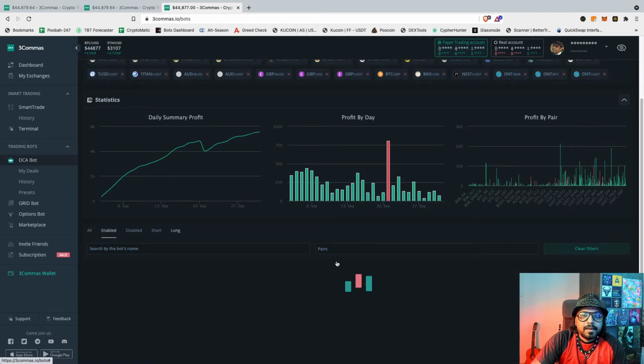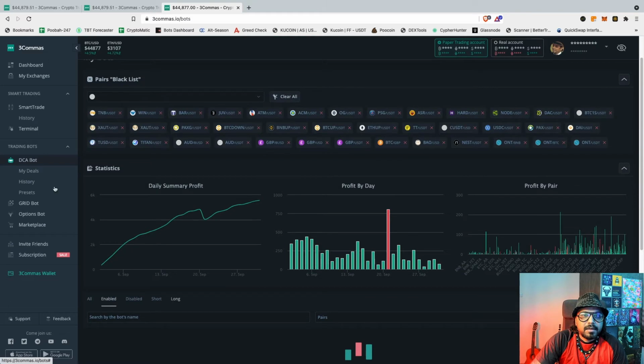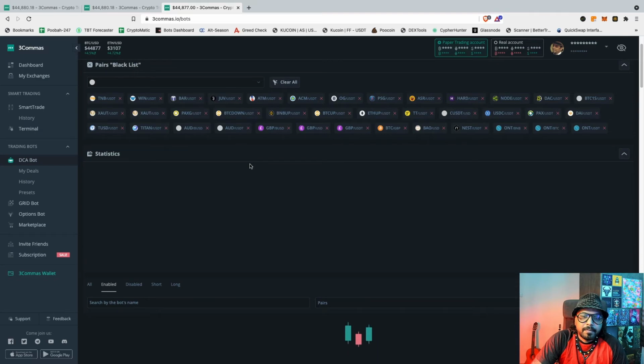So going back to the bots. While this is loading, let me tell you another thing. Always make sure you blacklist all these up and down tokens, all the stable coins, currency tokens, so that you don't have to remove them every time from the bots if you're populating your composite bots with all the pairs.